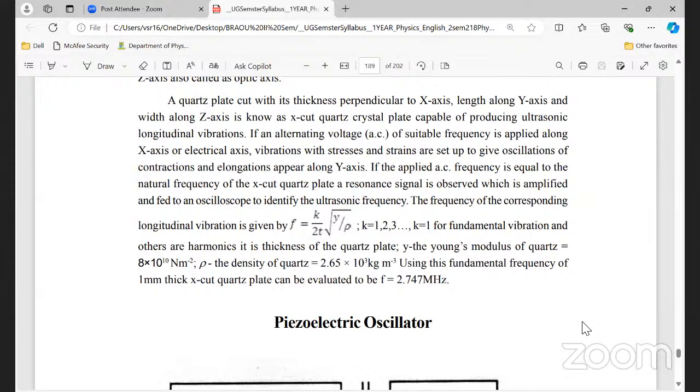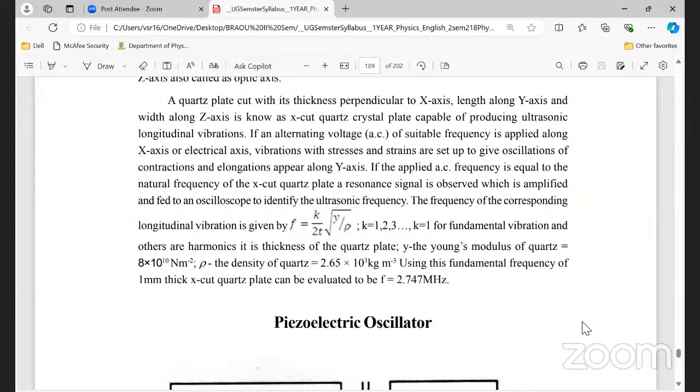The definition is related to Pierre Curie, who observed that if mechanical vibrations are applied along the x-axis, you can observe electrical effects in the other direction. Here an electrical signal is applied along the x-axis so that the crystal vibrates, and you can observe the crystal's nature: elongation or contraction, in which direction, along the y-axis.